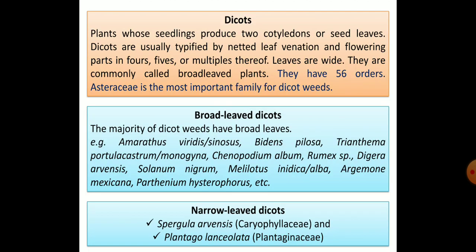Moving on. Now, dicots. So as the name refers, the plants whose seedlings produce 2 cotyledons or seed leaves. Dicots usually have netted leaf venation and flowering parts in 4s, 5s or multiples thereof. The leaves are wide and they are commonly called broadleaf plants. So they have 56 orders. And how many did I tell you for monocots? 13. So monocots have 13 orders and dicots have 56 orders.